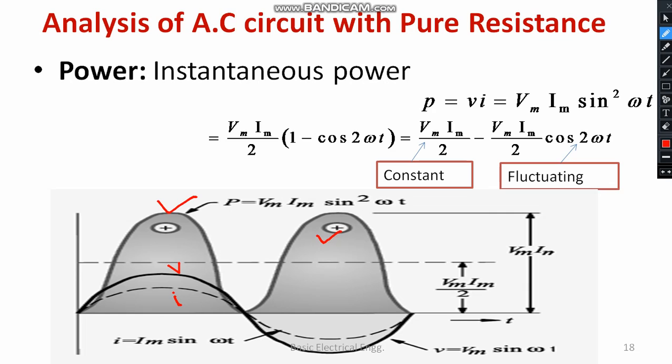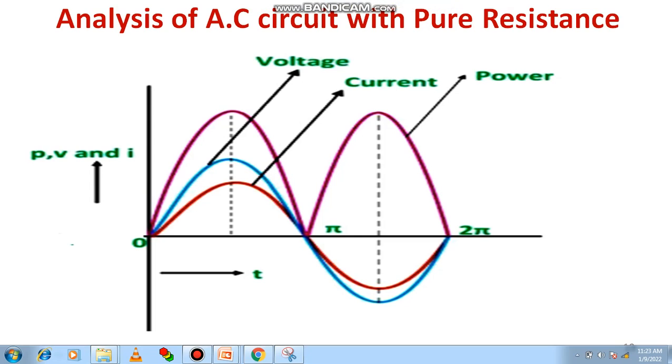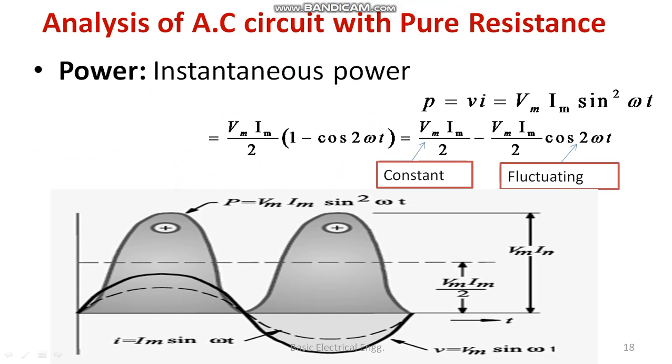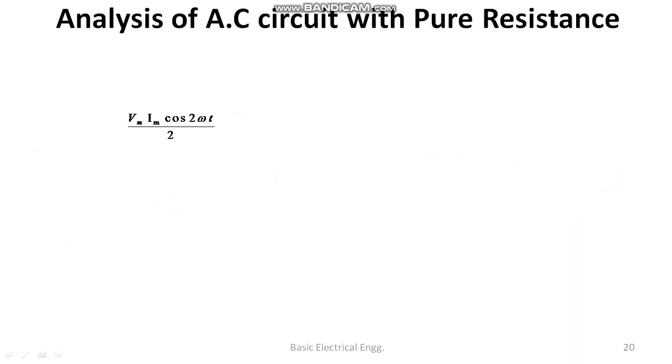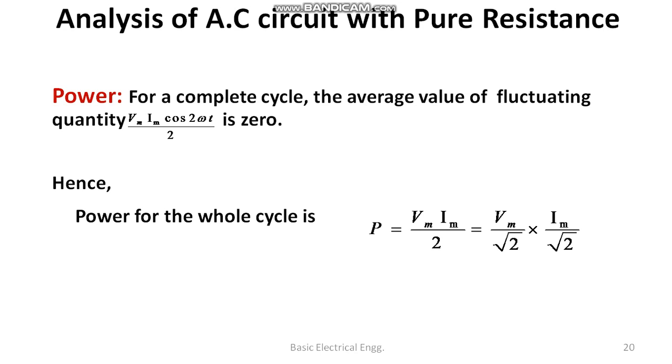So instantaneous power will be Vm Im by 2 minus the cosine term. Power is nothing but the product of instantaneous voltage and current. So what about the term Vm Im by 2 into cos 2 omega t? For a complete cycle, the average value of this fluctuating quantity will be 0. Therefore, the power for the complete cycle is Vm Im by 2.